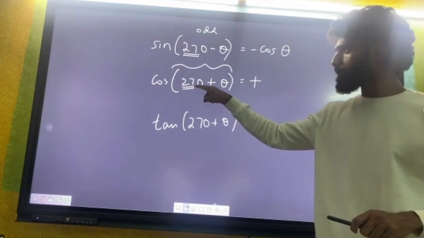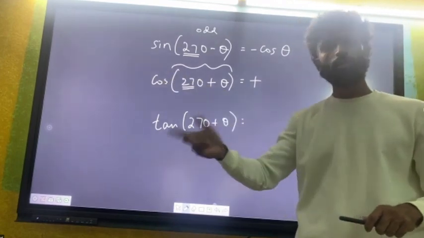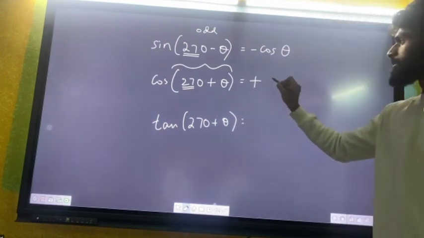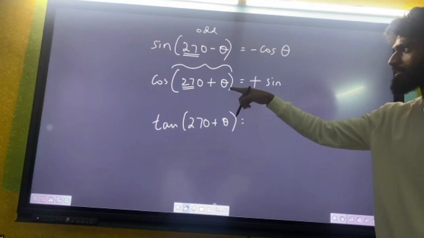Odd number, ratio changes or remains the same? Cos and what are used to speaking about each other? Sine. So it changes, only the sign here. That's all.